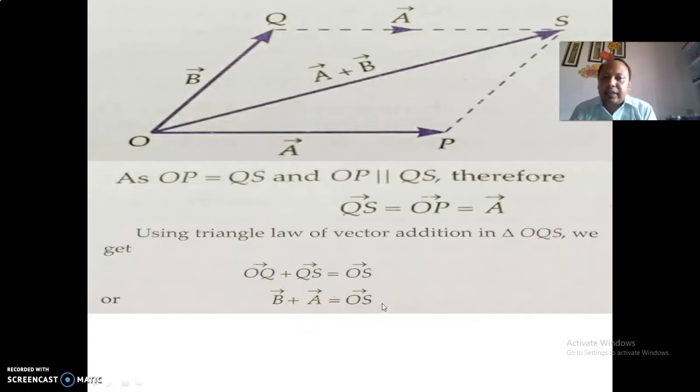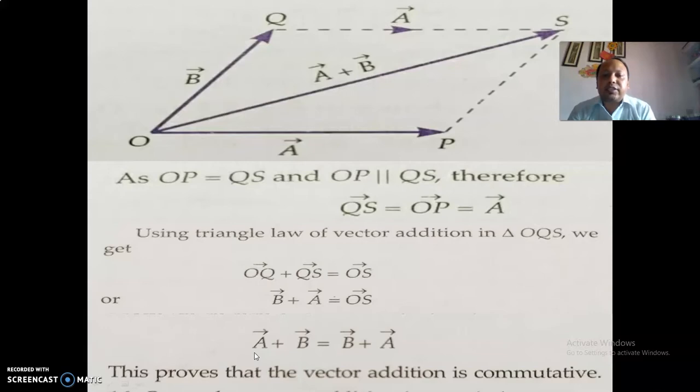Now earlier we have derived that vector A plus vector B is equal to vector OS, and now we are getting vector B plus vector A is equal to vector OS. So therefore, considering these two conditions, we can write vector A plus vector B is equal to vector B plus vector A. So this proves the commutative nature of vector addition. Vector addition is commutative in nature. So it doesn't matter whether we consider vector A or vector B earlier. So vector A plus vector B is equal to vector B plus vector A.